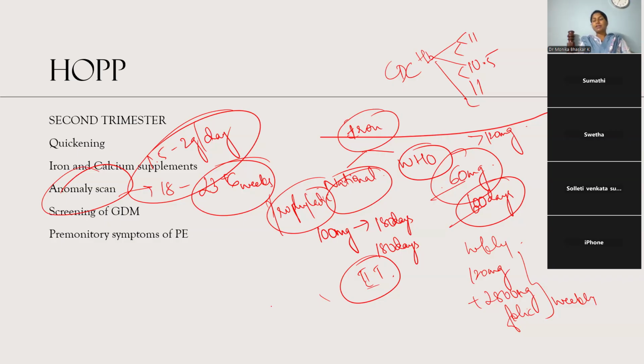So what is the importance of anomaly scan? The anatomical survey, fetal anatomical survey, cervical length, and the placental location. And the screening of gestational diabetes in first visit, again, it has to be repeated between 24 to 28 weeks of gestation.